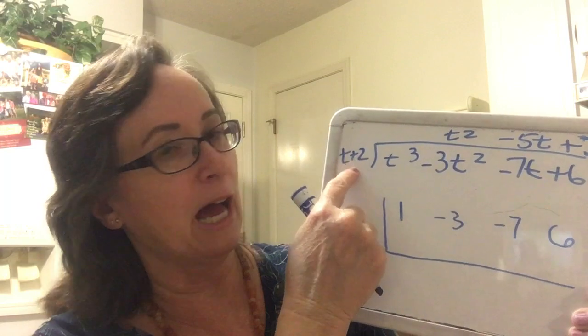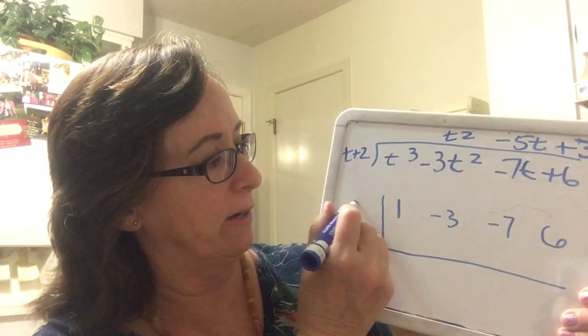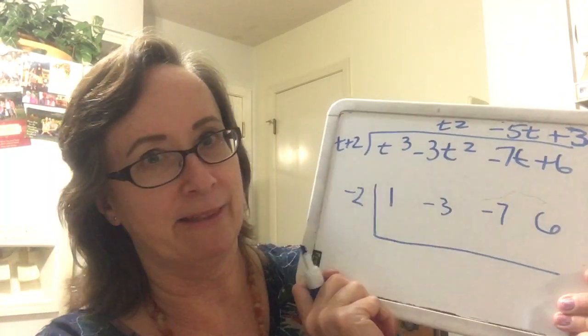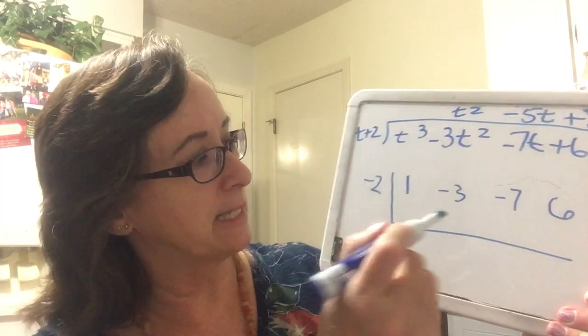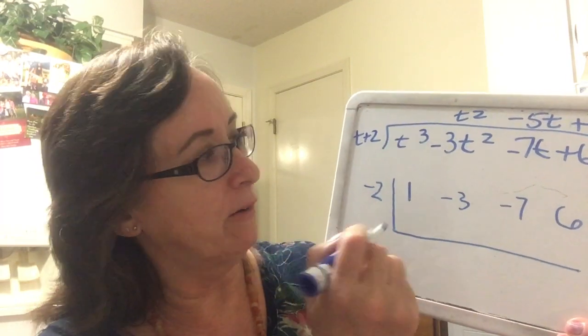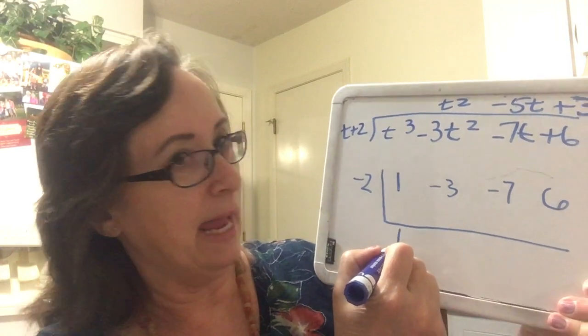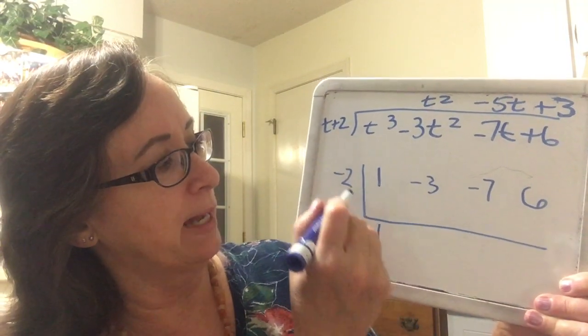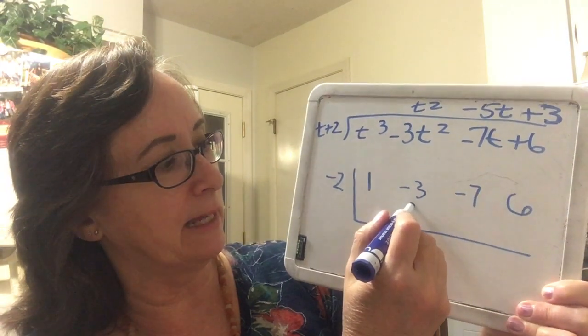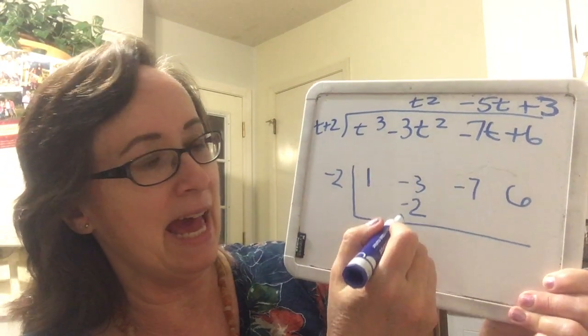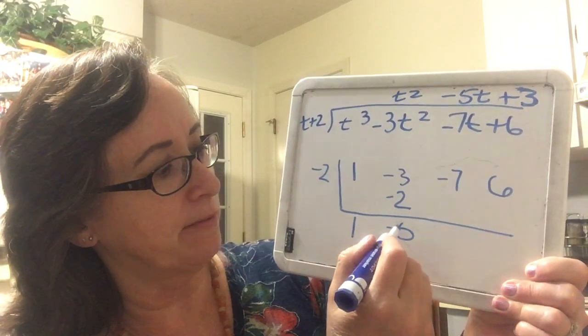I write the opposite of the 2 right here. Okay, this is really cool. It works very nicely. So the pattern is I drop the first one down and I multiply 1 times a -2 to get a -2. And then I add and I get a -5.